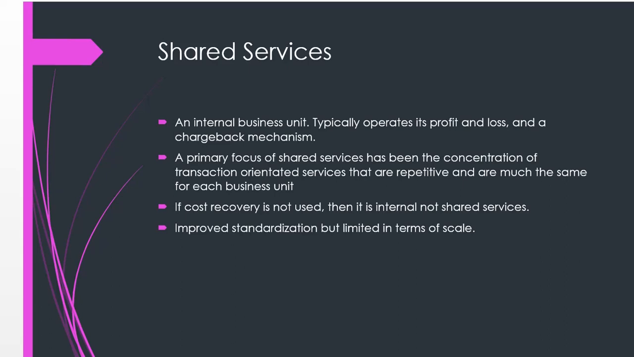And a keynote is to say if cost is not reduced by making sure that all these business subsidiaries are sharing IT services, then it's no longer shared services, but it's rather internal services. So it's more like you're just saying we are combining people, but you're still hiring the same number of people you'd hire if the companies were separate. It helps with standardization across the various subsidiaries, but it does not scale well enough, as you shall see in the next slide.